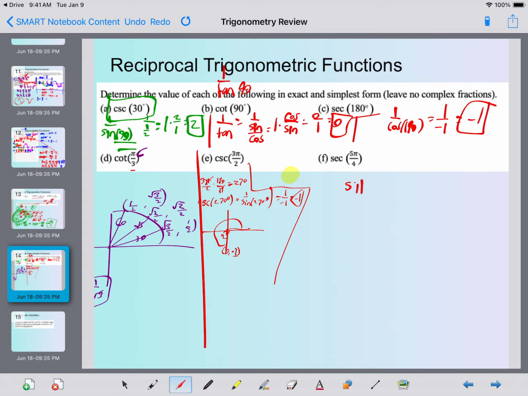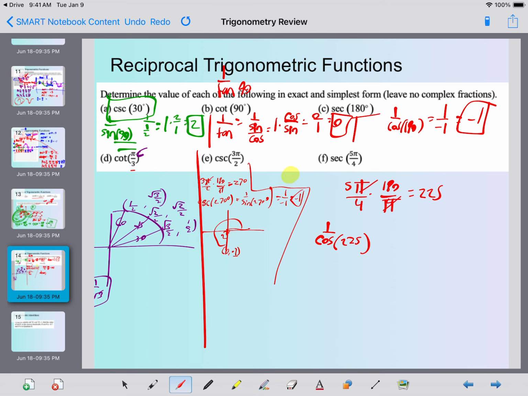So 5 pi over 4, convert to degrees. You're going to multiply by 180 over pi, and pi cancels out. 180 divided by 4, I think it's 45, right? Yeah, 45. 45 times 5 is 225. It's not such a nice point. So secant is 1 over cosine. 225, I don't have memorized.